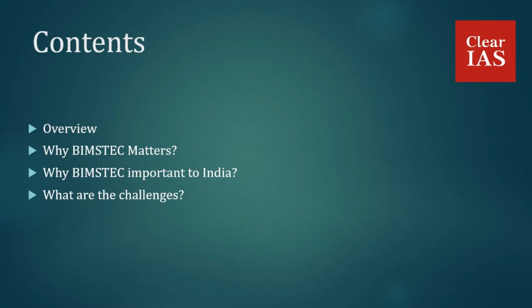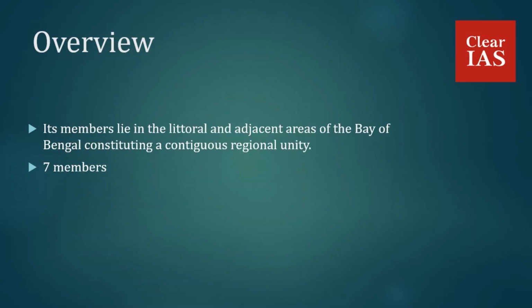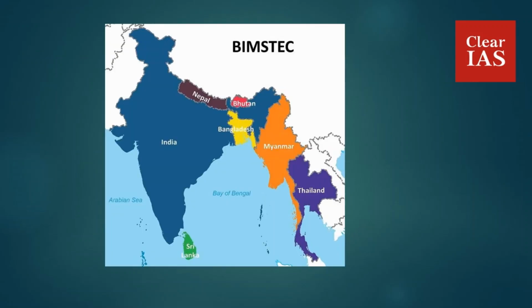So let's now start. First of all, BIMSTEC or Bay of Bengal Initiative for Multi-Sectoral Technical and Economic Cooperation is a regional multilateral organization, and its members lie in the littoral and adjacent areas of the Bay of Bengal, constituting a contiguous regional unity. You can see the map here, and out of 7 members, 5 are from South Asia, which includes Bangladesh, Bhutan, India, Nepal and Sri Lanka, and 2 are from Southeast Asia, that is Myanmar and Thailand. So those are the member countries.